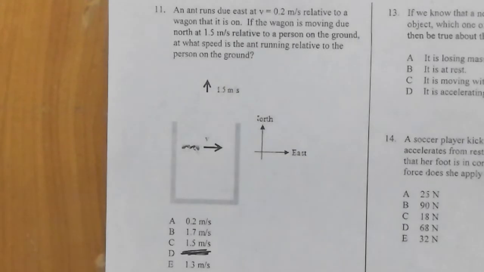Okay. An ant runs due east at v equals 0.2 meters per second relative to a wagon that it is on. The ant is on a wagon. If the wagon is moving due north at 1.5 meters per second relative to a person on the ground, at what speed is the ant running relative to the person on the ground? Okay. So let's open this up. Go ahead.